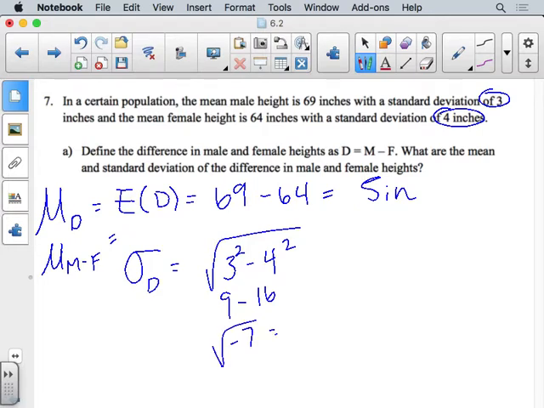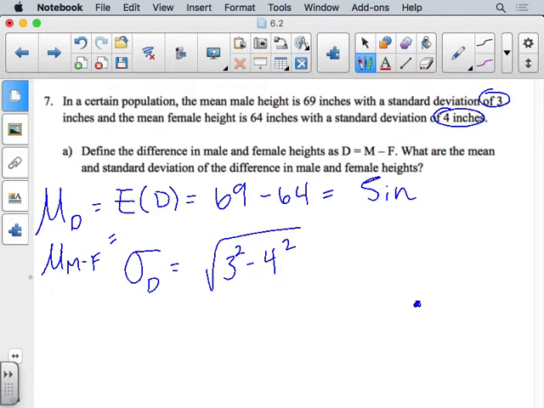And that would be like some decimal to the i, like if y'all did imaginary numbers, and that's a fake number. It's not real. You can't do -7. So there's no way we can have a negative standard deviation. Think about what standard deviation is.